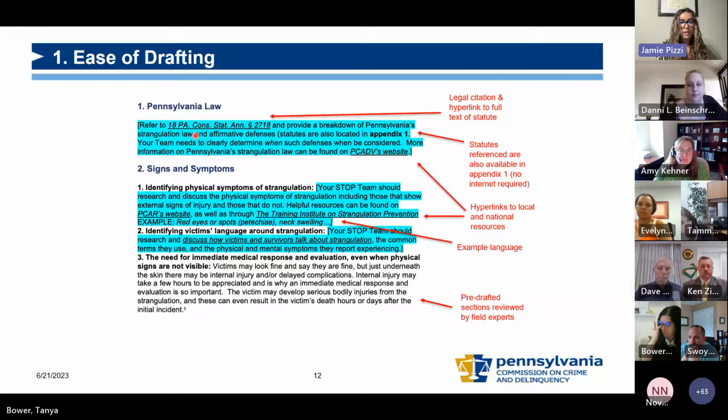This includes legal citations with hyperlinks to the full text of the statute so you know you're always acquiring the most recent version of the statute. Reference that the statutes are also available in the appendix, so no internet is required to view those. Hyperlinks to local and national resources, example drafting language, and pre-drafted sections already reviewed by experts and the work group. Next slide, please.